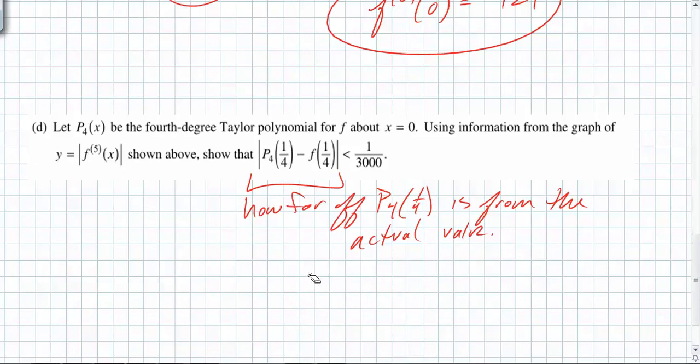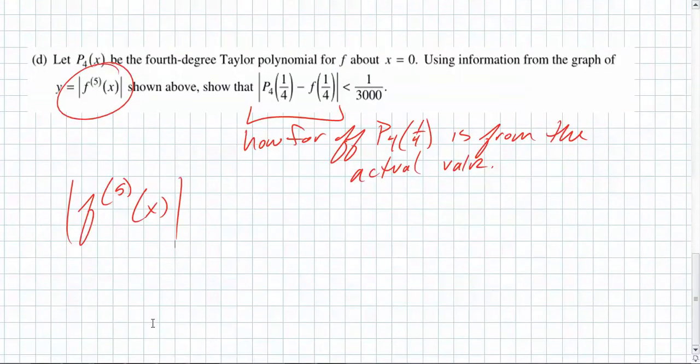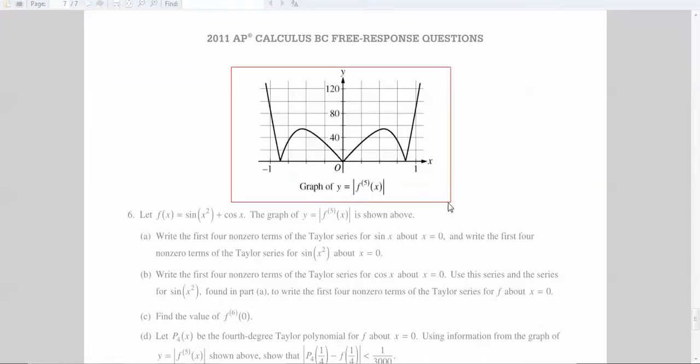So we need to find this right here. So we need to find f of 5 of x, right? Then over 5 factorial, yes, because the term is going to be over 5 factorial. That's correct. So look, let me get back to this right here. So we know that if we look at the graph, did I paste the graph in here? I did not. Sorry. Here's the graph. It tells you right here.